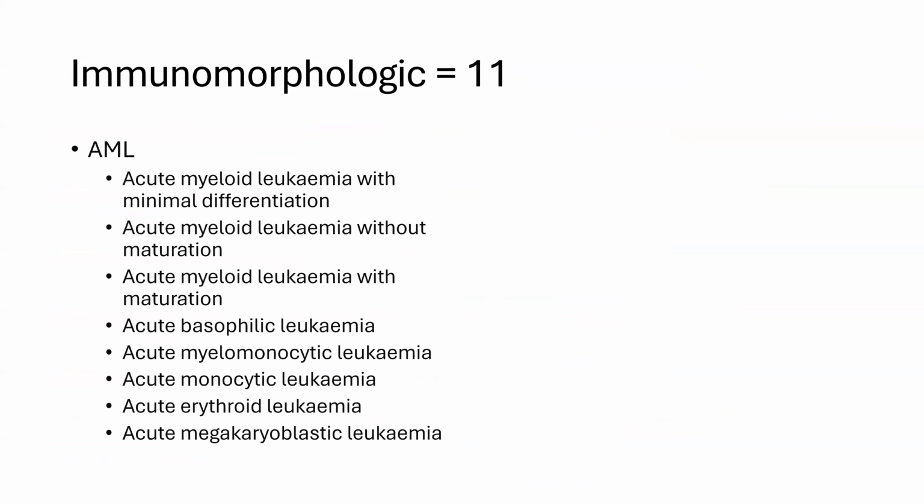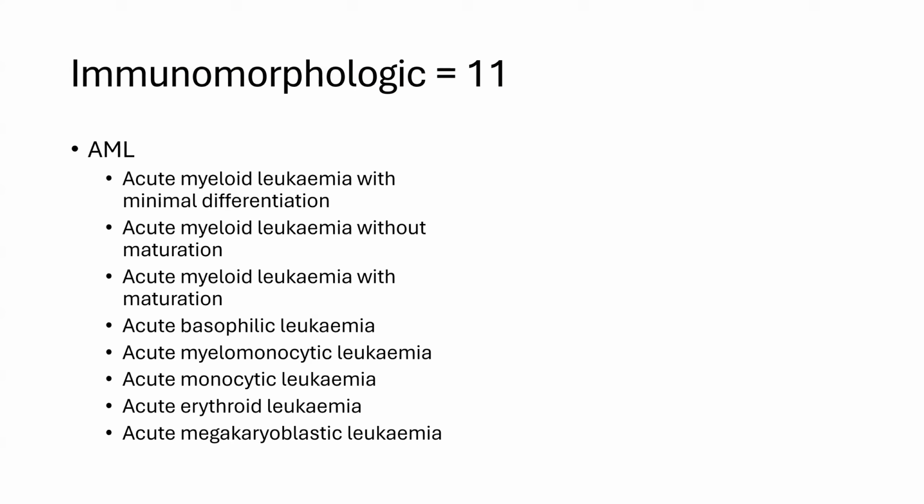If we put these together, we can define another category with immunomorphologic features. There are 11 in this grouping. Acute myeloid leukemia with minimal differentiation, acute myeloid leukemia without maturation, acute myeloid leukemia with maturation, acute basophilic leukemia, acute myelomonocytic leukemia, acute monocytic leukemia, acute erythroid leukemia, and acute megakaryoblastic leukemia.